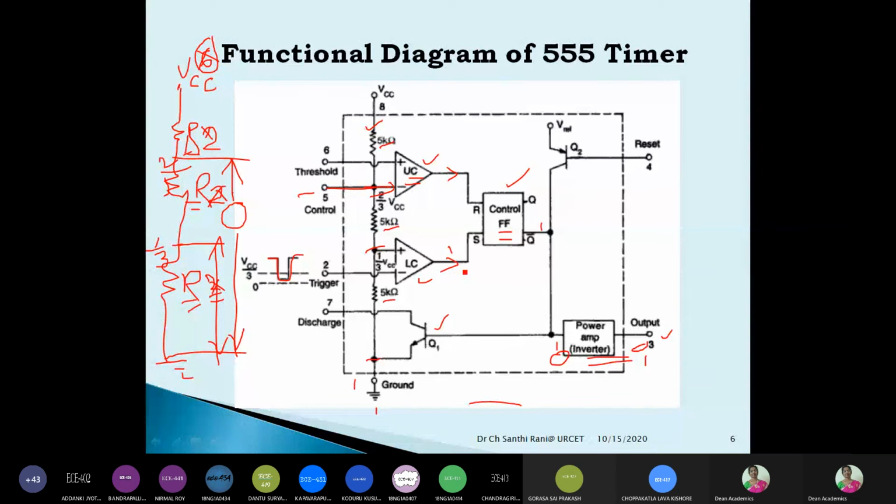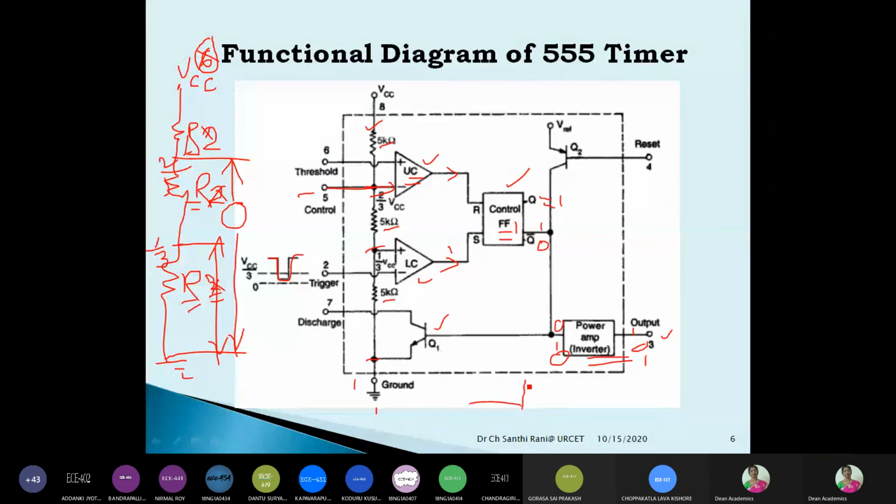So when this output is set to 1, what happens? This is the S signal to the flip-flop. That means the set value is given to the flip-flop. Therefore, the flip-flop is set to 1. When the flip-flop is set to 1, Q is equal to 1. When Q is equal to 1, Q bar will be 0. Therefore, when Q bar is equal to 0 and this is the inverter, this 0 will become 1 at the output of the inverter, and the output will become 1. Right?